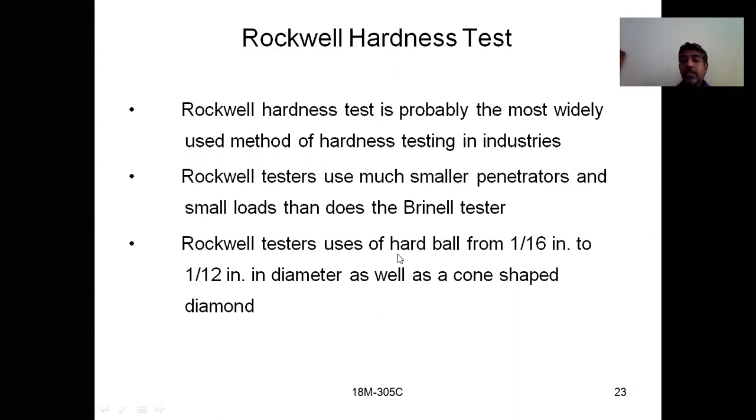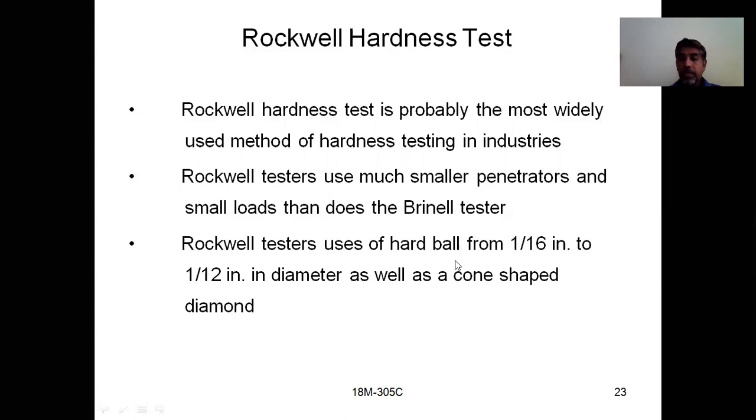Rockwell hardness testers use a ball indenter of 1/16 inch to 1/12 inch, and a cone shaped diamond. In the Vickers hardness test, which type of diamond indenter are you using? You are using a pyramid shaped diamond indenter, whereas in the Rockwell hardness test, you are using a diamond indenter in the shape of a cone. That is the difference between Vickers hardness and Rockwell hardness. We know the difference between a pyramid and a cone, right? We have to remember the same while explaining Rockwell hardness and Vickers hardness.